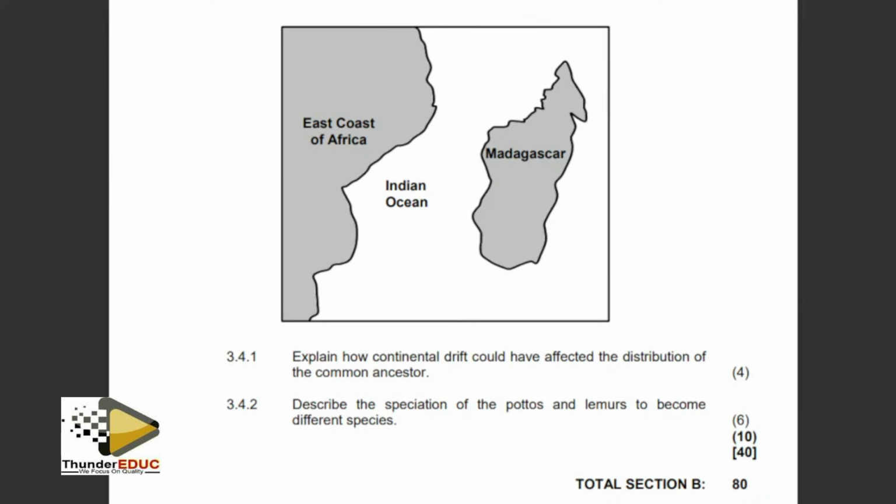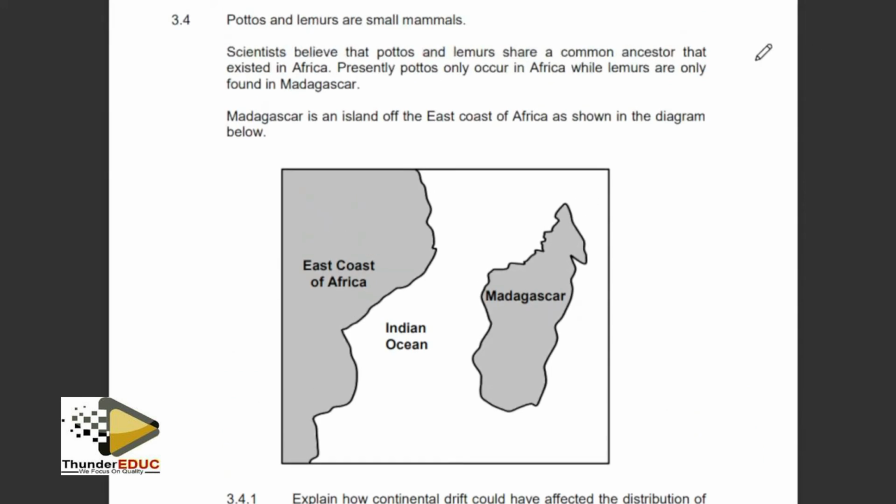The question: describe the speciation of potos and lemurs. How did they become different species? There was one population of these animals. Did they talk about the ancestor? If they talked about the ancestor, then you have to speak about it. Scientists believe that potos and lemurs share a common ancestor. They didn't mention the ancestor, so you have to tell us that.